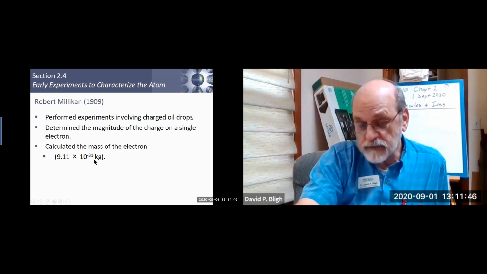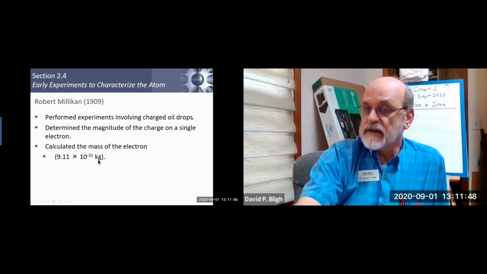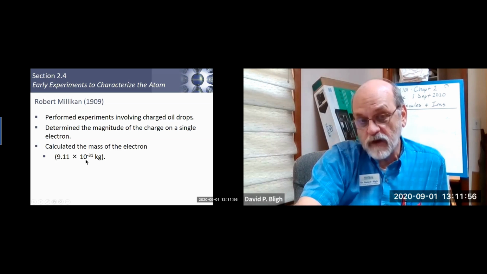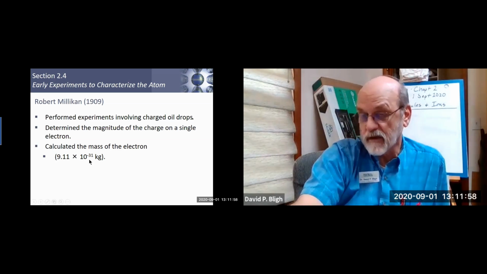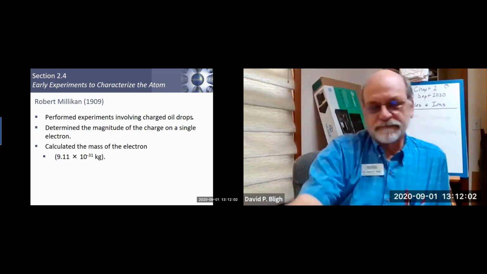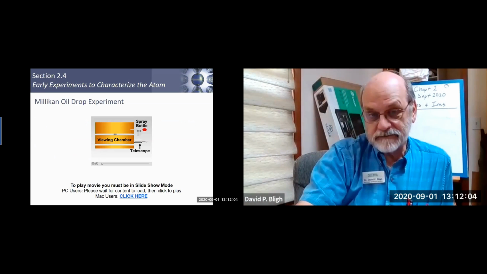So it's very, very small. Notice the kilogram is the fundamental unit in the metric system. And he determined that the mass of the electron was 10 to the minus 31st kilogram. Very, very small, very light. And this is how he did it.